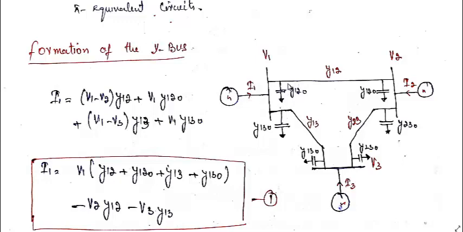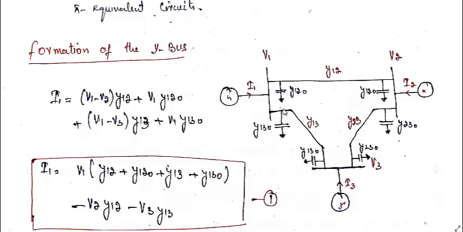This I will be equal to the current flowing through this plus the current flowing through this. You can see the current flowing through this will be equal to V1 minus V2 divided by the impedance. Since I have kept it as admittance, it can be multiplied: V1 minus V2 into this admittance, plus the current flowing in this parallel branch, that is V1 into Y120. That's what I have written over here.